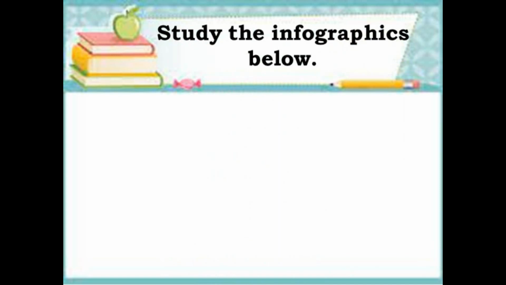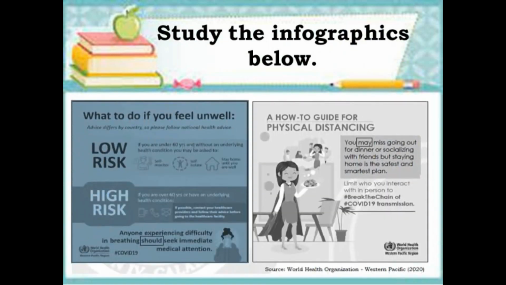Study the infographs below. Notice the word should and may in the given infographs. They are examples of modals. In the first infographic, should is used to show obligation. Meanwhile, the use of may in the second infographic shows possibility. Modals have various forms. These forms create meanings as they carry with them their specific functions.